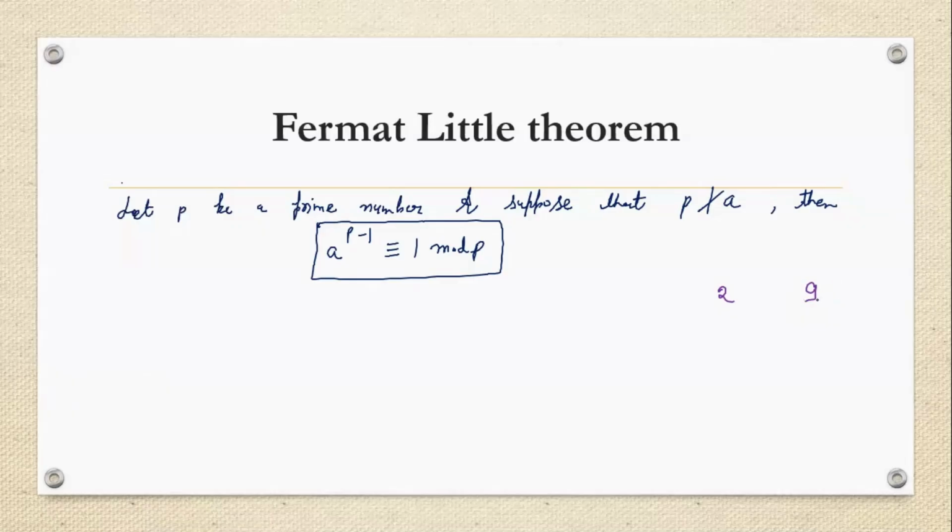Here you can see that it is a composite number. It is not prime, but here 2 is prime. And you can see that 2 is not dividing 9. Then we can say that 9 to the power prime minus 1, that is 2 minus 1, will be congruent to 1 mod 2. You can check. 9 to the power 2 minus 1 will be 9, that is 9 will be congruent to 1 mod 2.